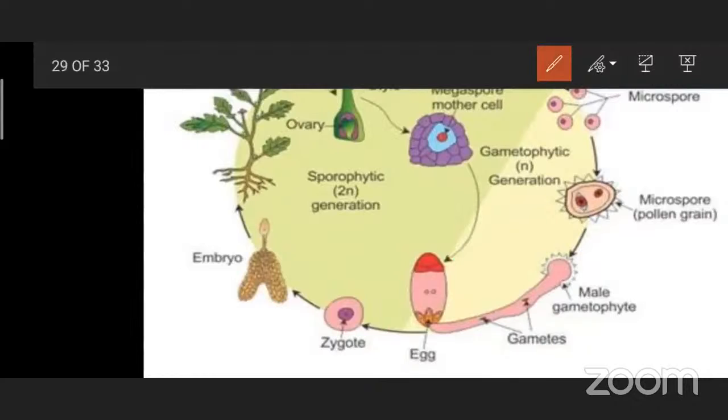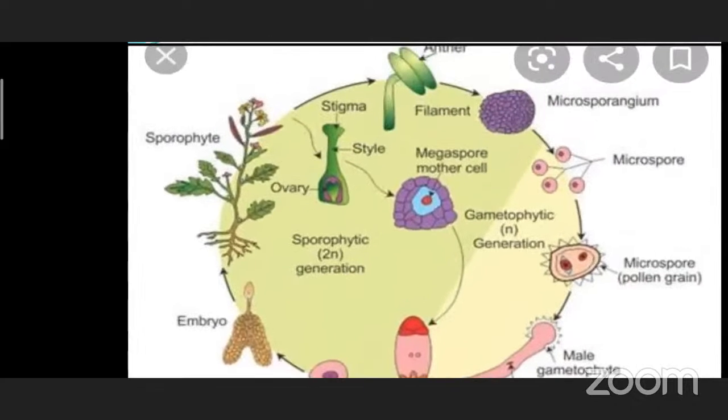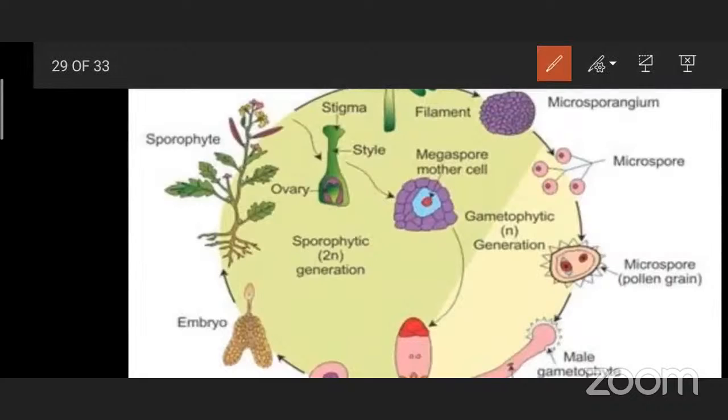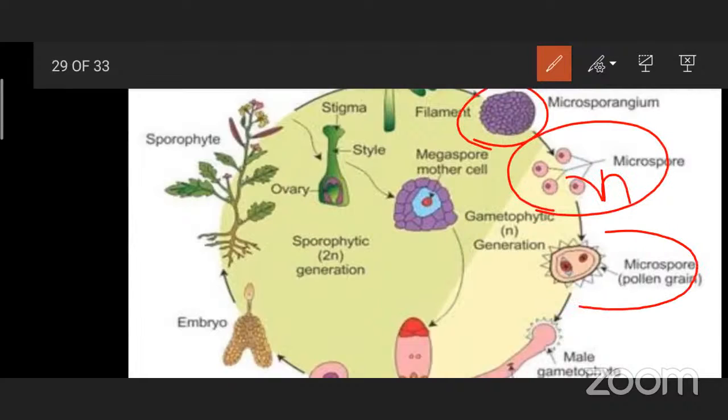Okay, students. See here, this is the male sex organ, that is the microsporangium. In this, the meiosis process produces the microspores. These microspores are haploid in condition. These microspores develop into the pollen grains. This is the gametophytic generation. In the female sex organ, that is the megaspore mother cell, that is the megasporangium.